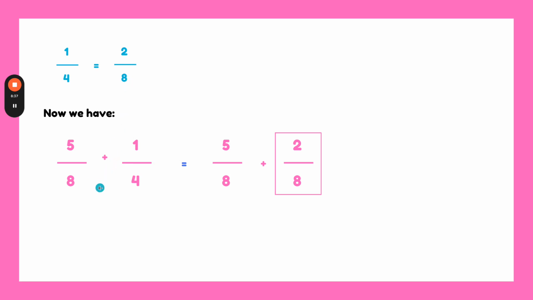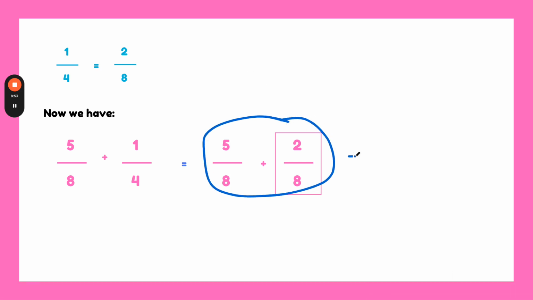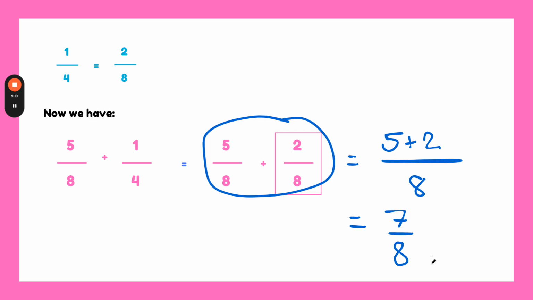And in order for us to add fractions, they need to have the same denominator. So obviously this sum is now very straightforward, because all we now have to do is add the numerators. So it will be 5 plus 2, which is 7, over 8. So it will be 7/8 as our final answer.